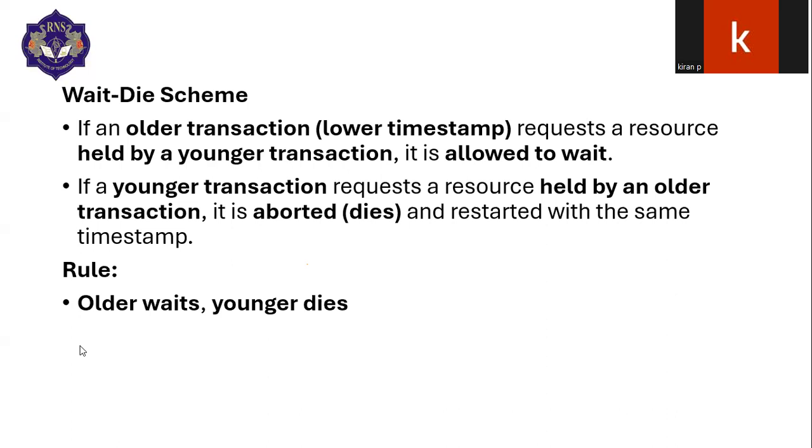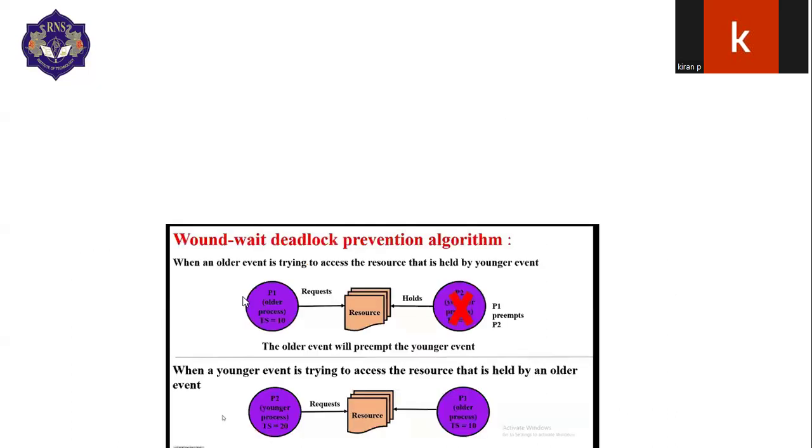Okay, the older waits, younger dies. That's the rule. So this is one more example to illustrate. P1 started at a timestamp of 10. P2 started older. Fine, so it will not wait.